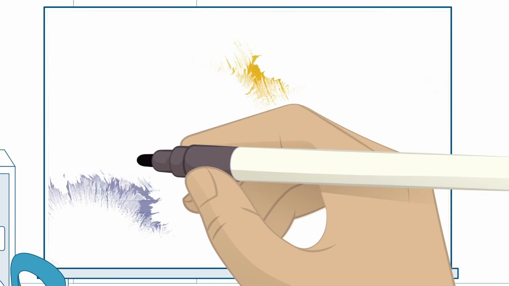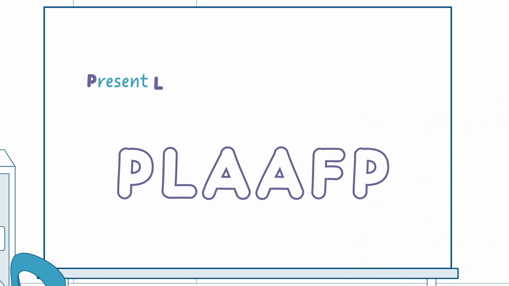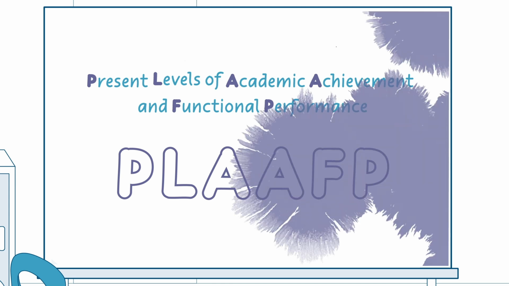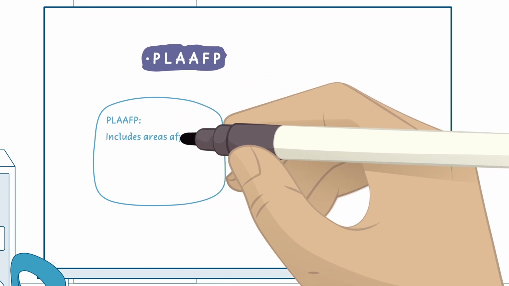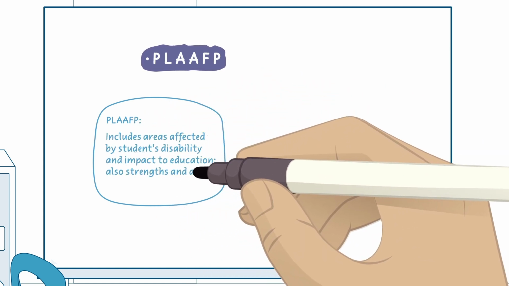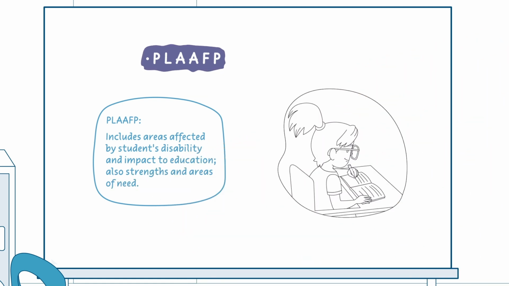One very important component of the IEP is the PLAAFP, or the Present Levels of Academic Achievement and Functional Performance. In short, if something isn't specified in the PLAAFP, the school won't provide it. The PLAAFP includes information on all areas affected by the student's disability and how the disability impacts the student's progress within the general education curriculum. It must also include the student's strengths and areas of need.